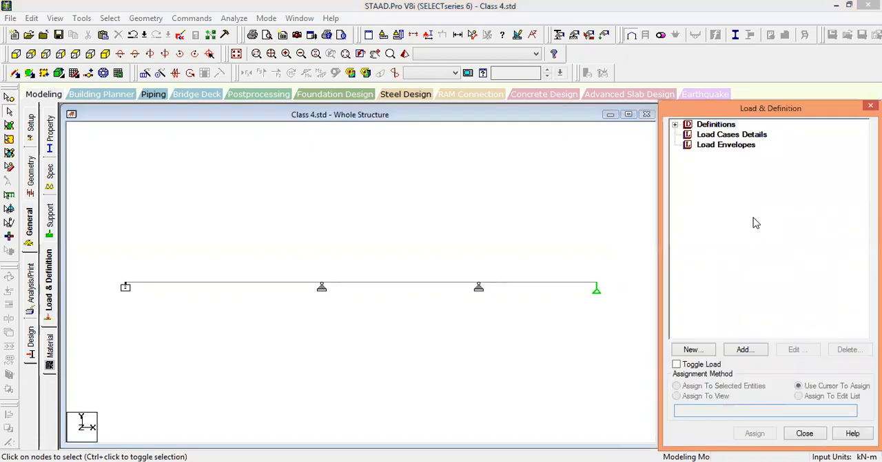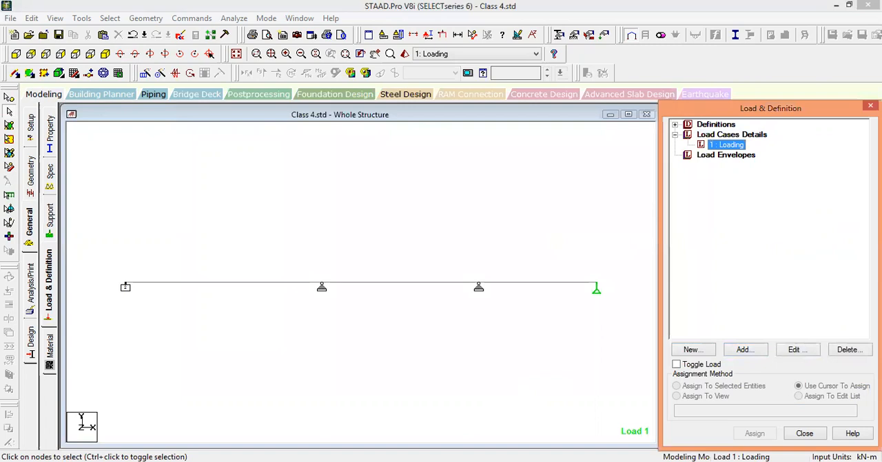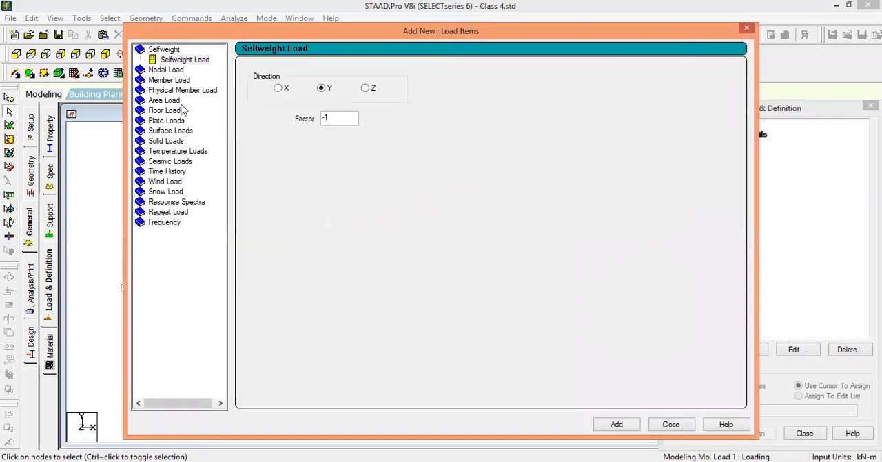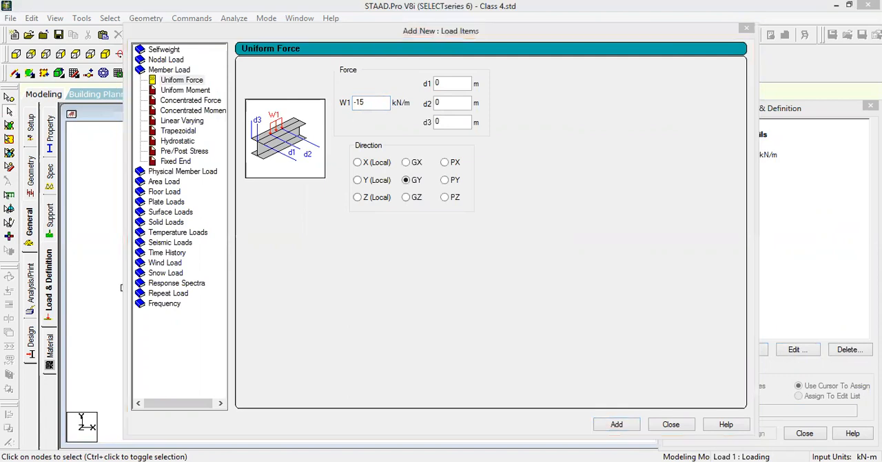Now next is loads. What we have to do is go to add, none, you can give loading, add, close. The first load is the UDL of 15 kilonewton per meter. Go to add, member load, UDL minus 15. Add.